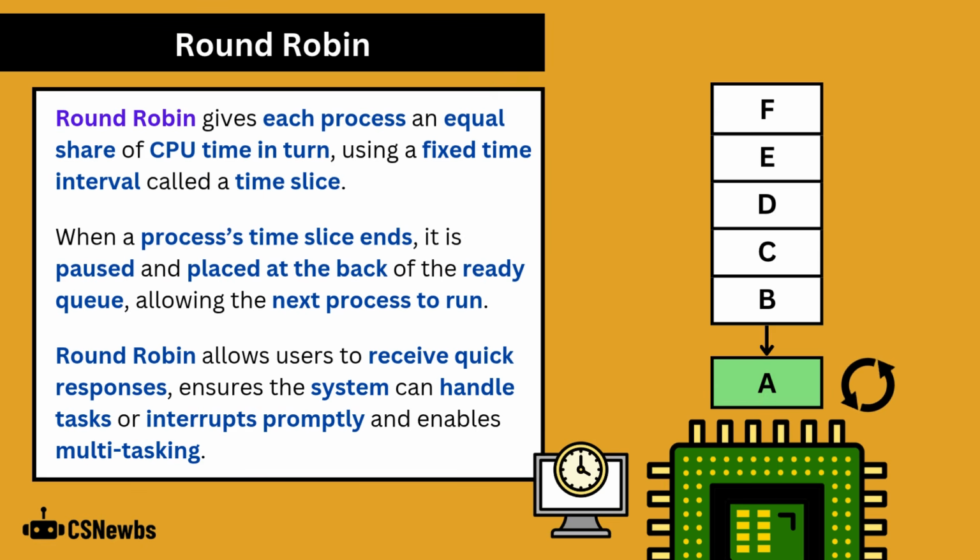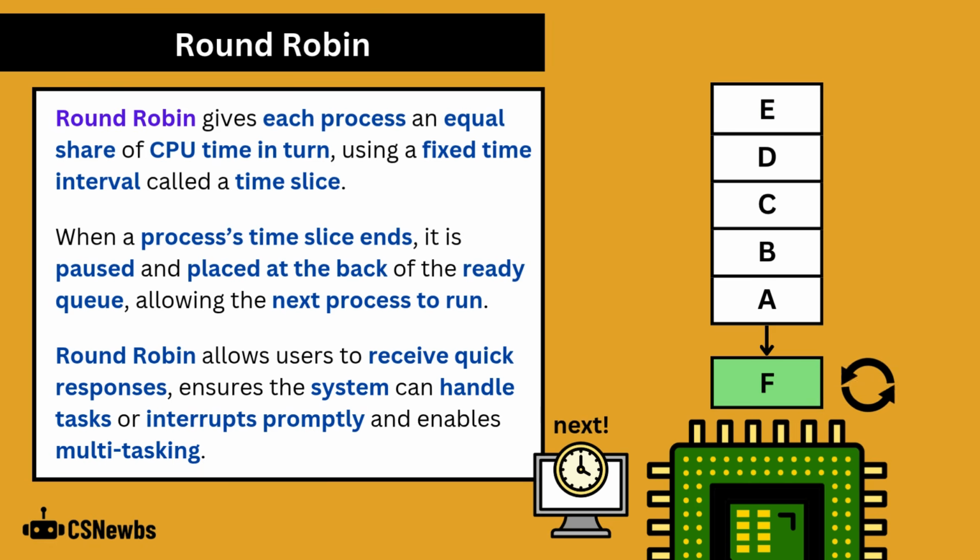The round-robin algorithm gives each process an equal share of CPU time in turn, using a fixed time interval called a time slice. When a process's time slice ends, it is paused and placed at the back of a ready queue, allowing the next process to run.